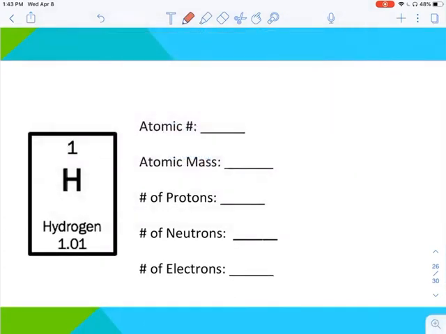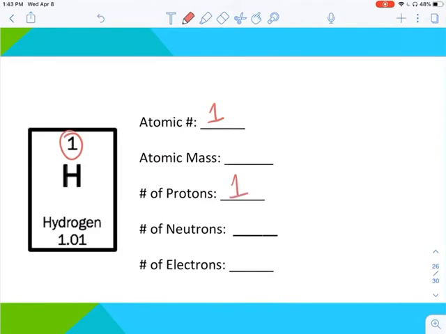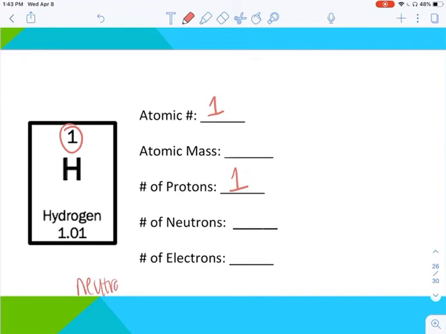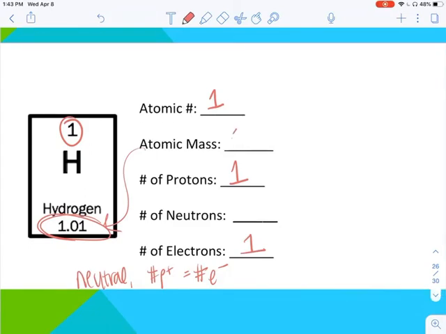Now, if we look at hydrogen here, just a little bit of practice, the atomic number can be found here. So it has an atomic number of 1, which right away I'm thinking atomic number is the same as protons. So therefore, I have 1 proton. And then I can even also think, since this is neutral, therefore, number of protons equals the number of electrons. So therefore, I have 1 electron. The atomic mass is found right there, but I need to round that to the nearest whole number. So rounding that will give me 1.